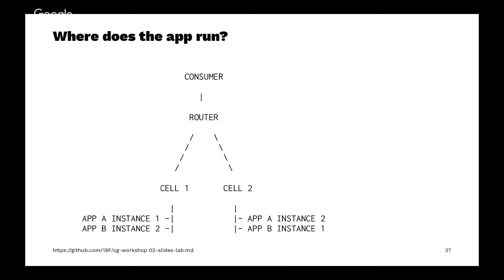Just to give a simple diagram, you as a consumer hitting an application that's running on Cloud Foundry will hit the router. The router will determine which of multiple virtual machines to send the request to, where your instance is running. And so multiple applications are distributed as instances across multiple cells.